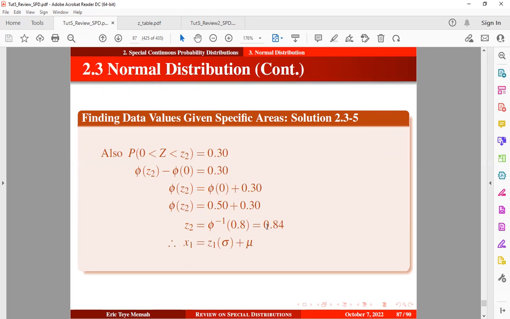Now we want to find x1, which can be obtained using the formula in equation 2.34. Once we input our values, we obtain this, which is equal to that. And x2 can also be obtained using this same approach. Once you input your values, you obtain this, which is also equal to that. So this means that for people to qualify to participate in the study, their systolic blood pressure must range between 130.28 and 126.72.